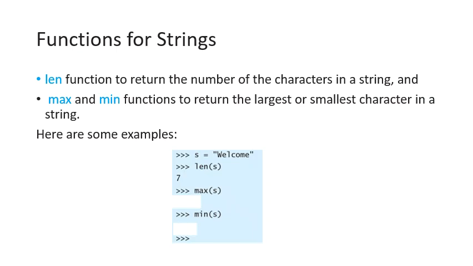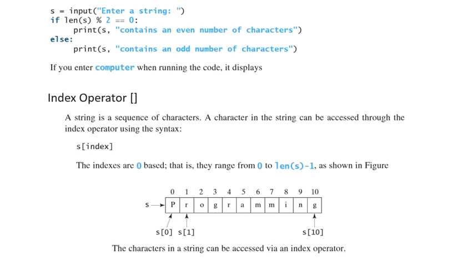Functions for strings. The len function returns the number of characters in a string, and the max and min functions return the largest or smallest character in a string. s = "welcome", len(s). There are 7 characters in welcome, so it will return 7. max(s) and min(s) will return the maximum and the minimum characters in the string.